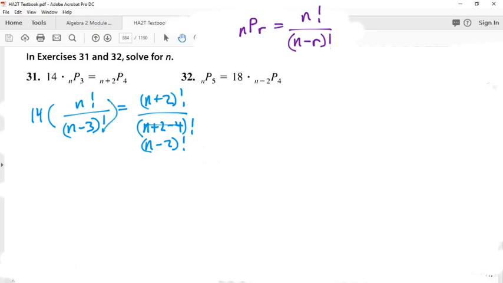Where did you get 14? Where did I get 14? The 14 is chilling right here, in the problem. All right.